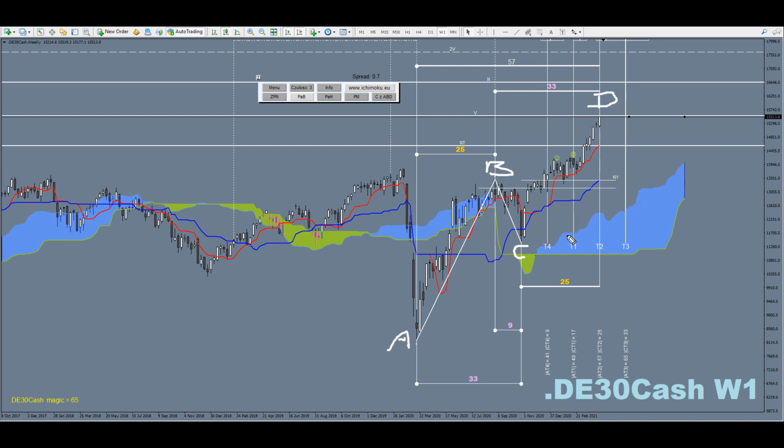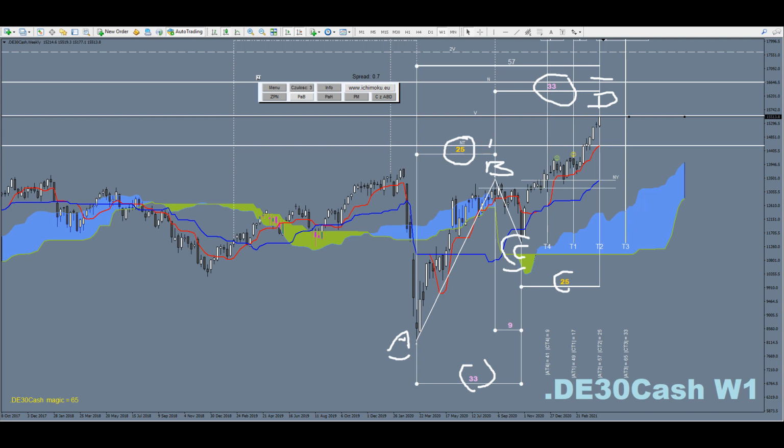We find the correspondence between point C and the hypothetical point D, where the price could change direction, in this case 25 weeks, and point A and B, also 25 weeks. The time between point A and point C, in this case 33 weeks, is also the same as the time between point B and point D, again 33 weeks.